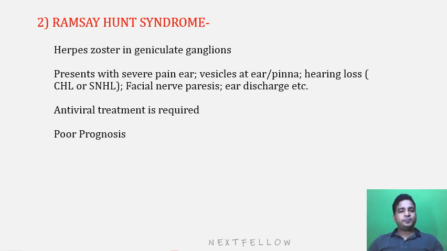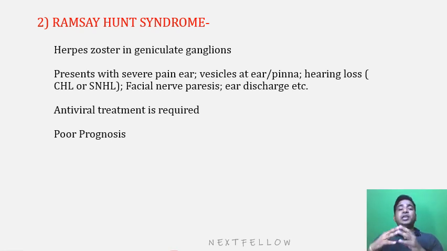Now, this was all about Bell's palsy. Now comes Ramsay-Hunt syndrome. These syndromes have been asked in previous years, so try to focus properly. Ramsay-Hunt syndrome is a herpes zoster infection in the geniculate ganglion. Geniculate ganglion is the first genu. So sometimes herpes zoster may infect the facial nerve at the level of the geniculate ganglion.